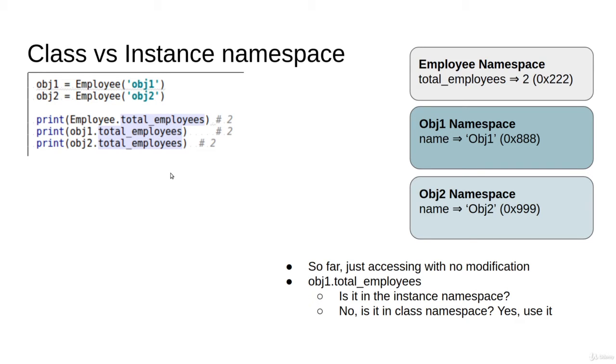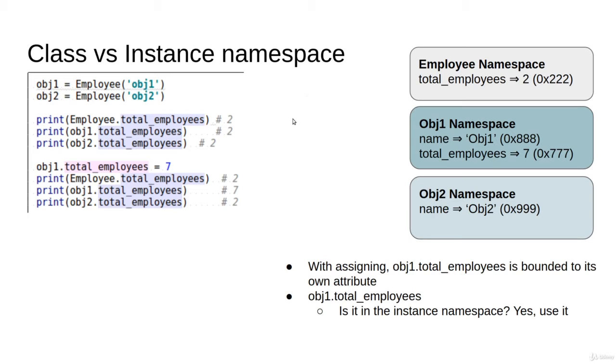First of all, the Python interpreter will ask, does the object have this attribute total employees? The answer is no. It goes one step upper to the class itself. Does the class have the total employees in its namespace? The answer is yes, so it will be used. This is why this line of code doesn't generate an error asking what is total employees, because it is defined in the class itself. So again, there are 2 steps. First of all, is the attribute here? If the answer is no, it goes and checks in the class itself.